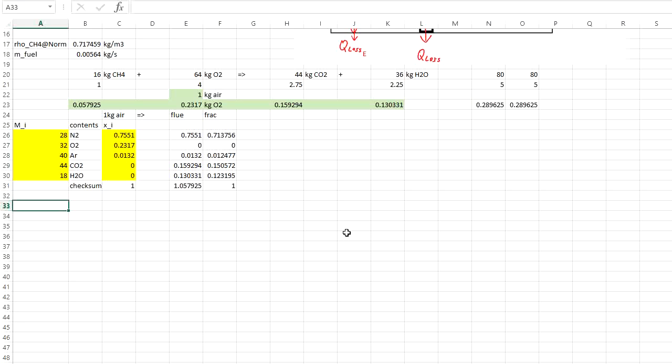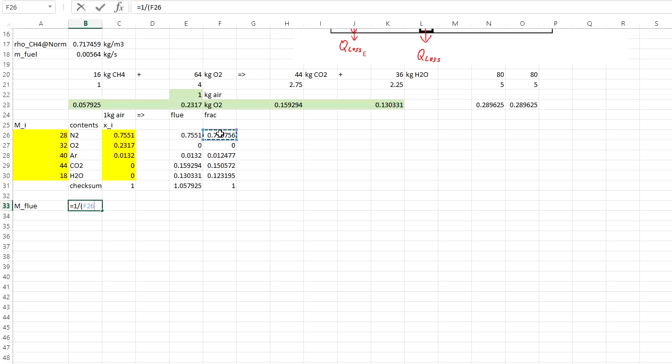For more exact calculations, and also for example to get the dew point of the flue gas, we will need as intermediate point to get the molar mass of the flue gas. So molar mass of the flue gas, it will be determined as 1 over sum of the mass fractions divided by the molar weight.